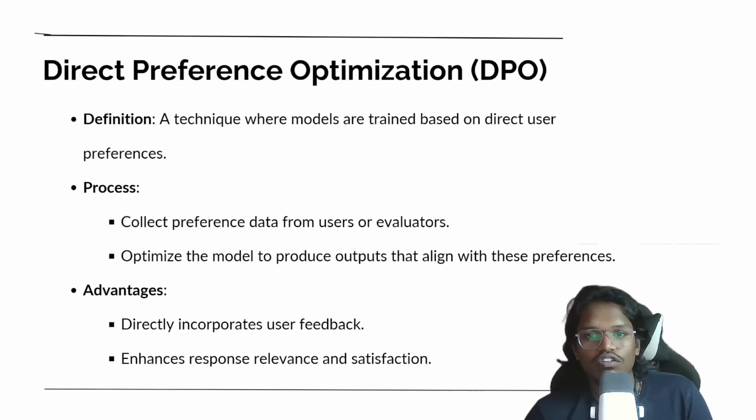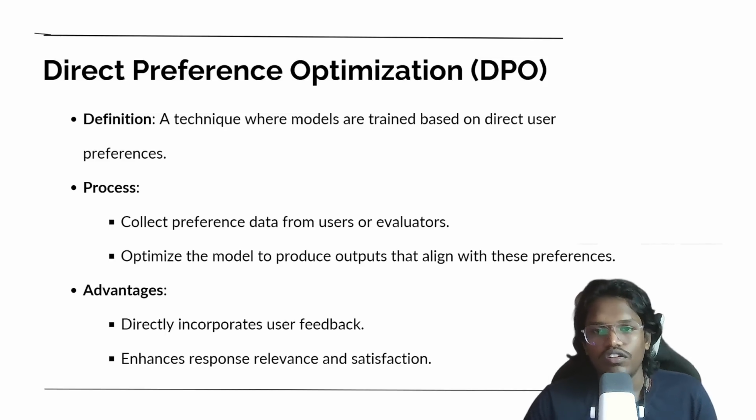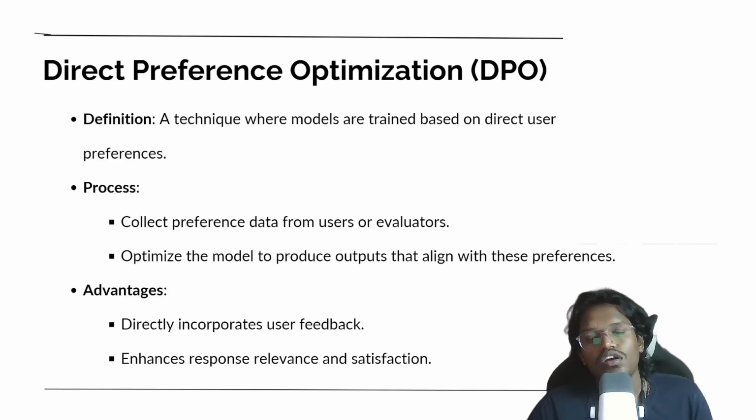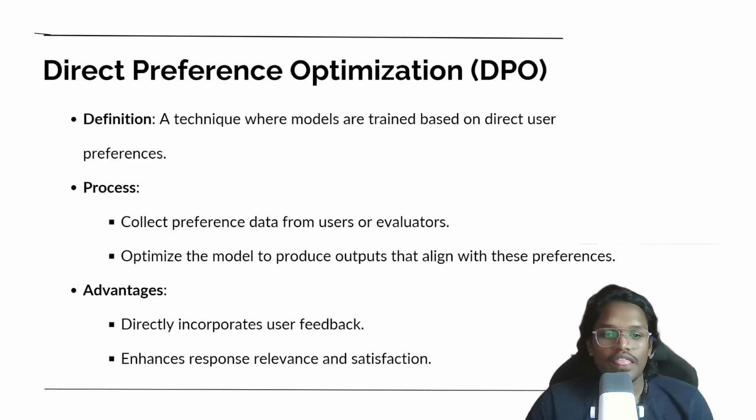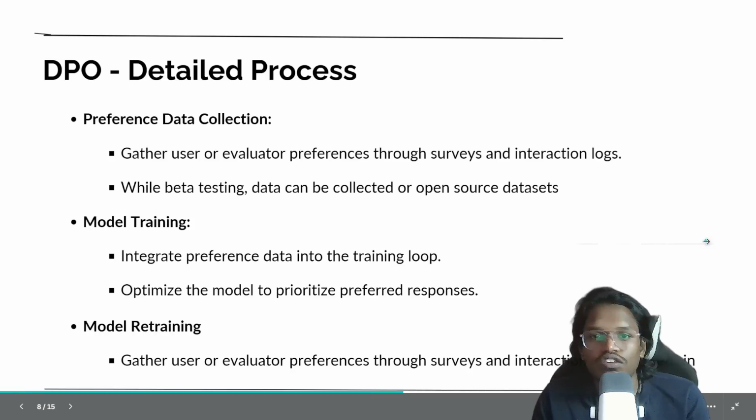If you want the theory of direct preference optimization, the links will be in the description. Videos are already uploaded on the theory of direct preference optimization and LoRA, which are two concepts that we'll widely use hereafter in this LLM mastery course. So make sure that you watch those to understand how these two work theoretically. As far as the advantages go, it will directly incorporate user feedback, and it will enhance the response being relevant to the user and satisfying the user.